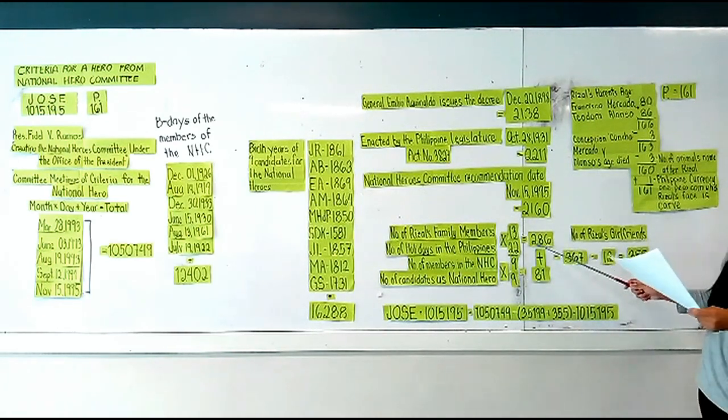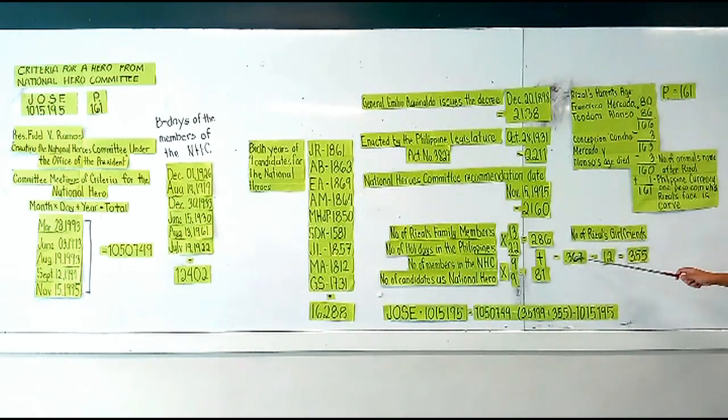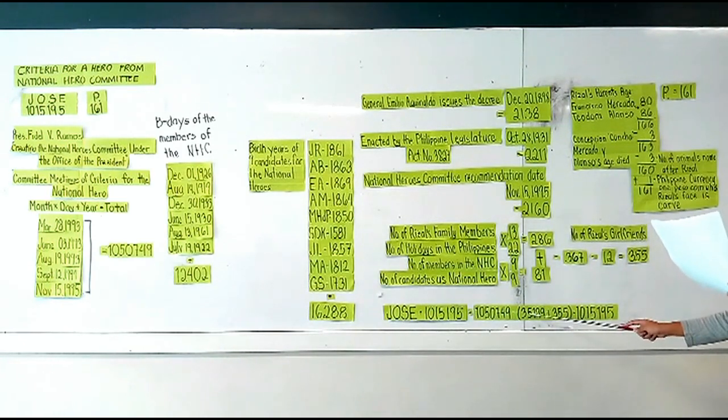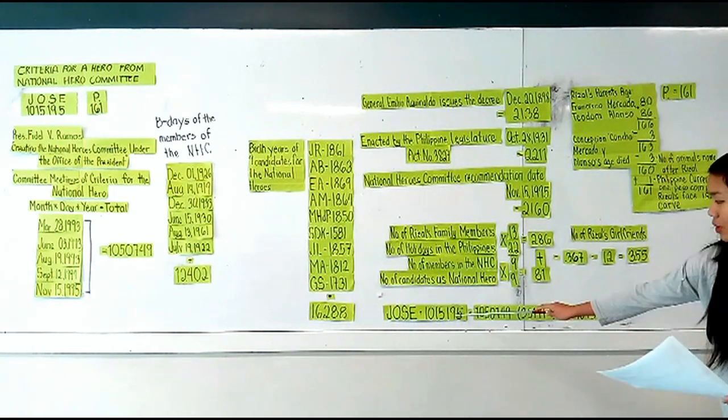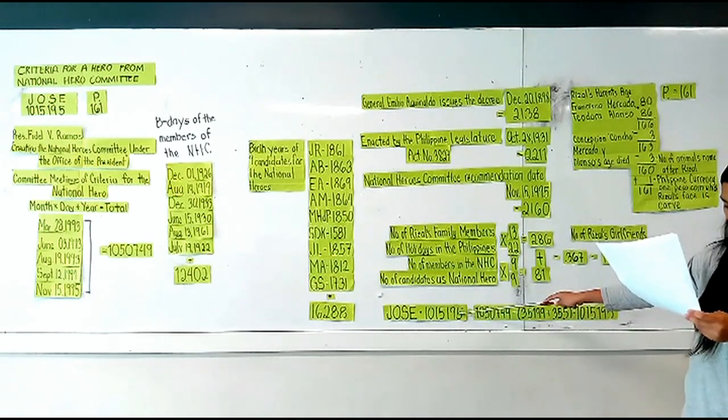We add this to 86 plus 81 is equal to 367 in all, and subtract it by the number of girlfriends or lovers Rizal had, which is 12 of them, getting the total of 305. Adding all the total numbers from the second step up to the last, getting the sum of 35,199, then subtracting it from the total number from the first step, which is 1,015,195, we get the total combined equivalent of the variables said.